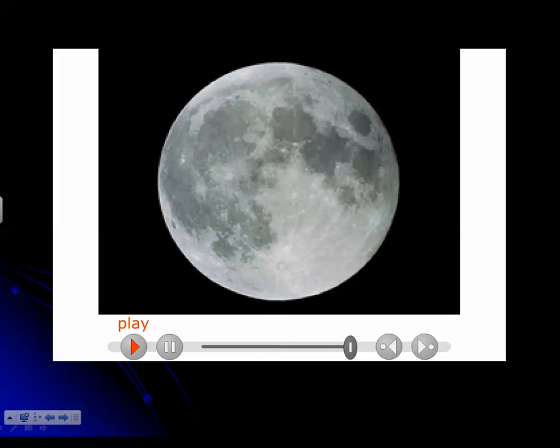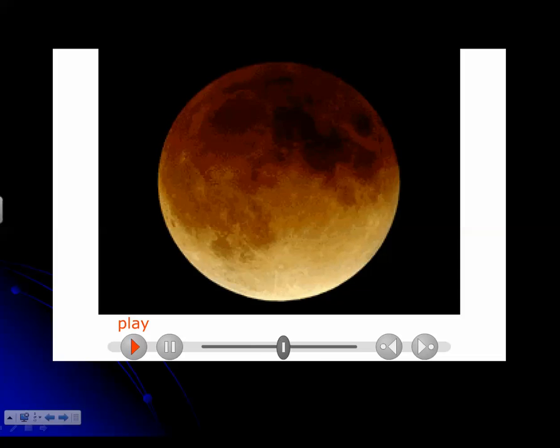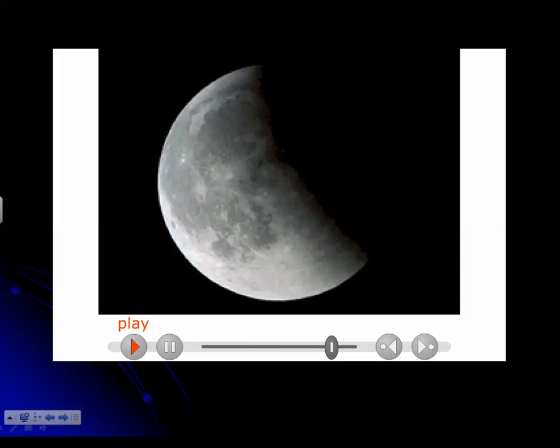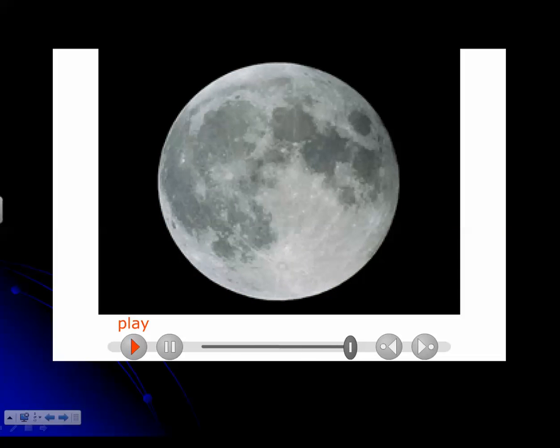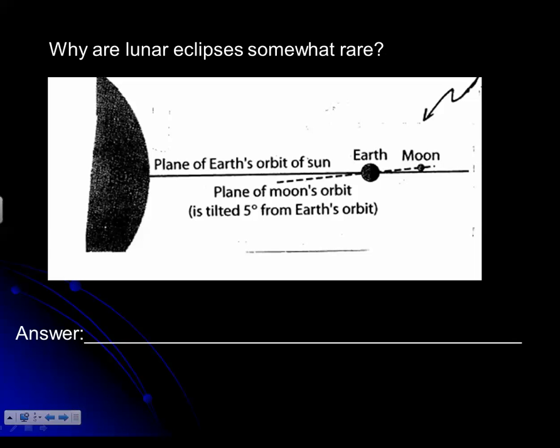And you can actually see the curve of the Earth during that eclipse. More evidence the Earth is round. Remember back to the old Eratosthenes argument we had there. So why are they somewhat rare?